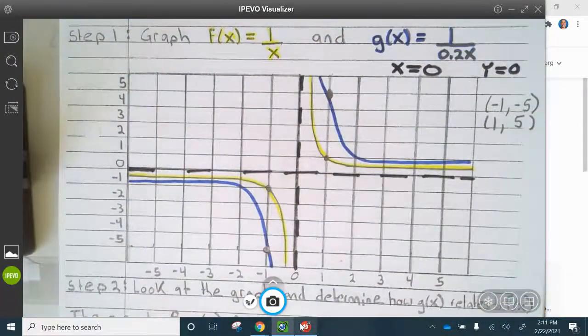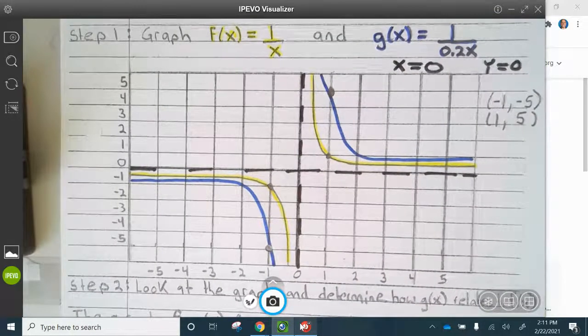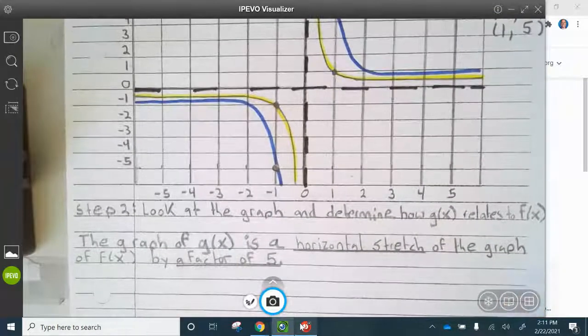Step 2, look at the graph and determine how g of x relates to f of x. The graph of g of x is a horizontal stretch of the graph of f of x by a factor of 5. All right, let's take a look at the next.